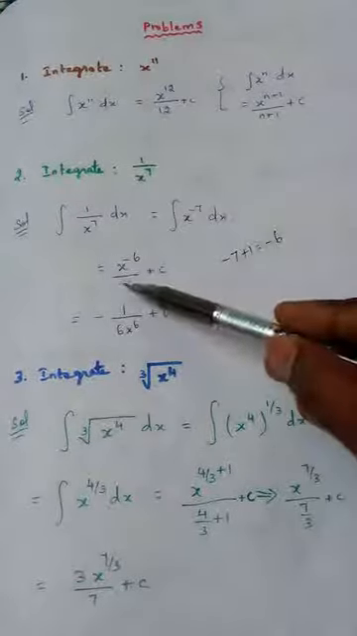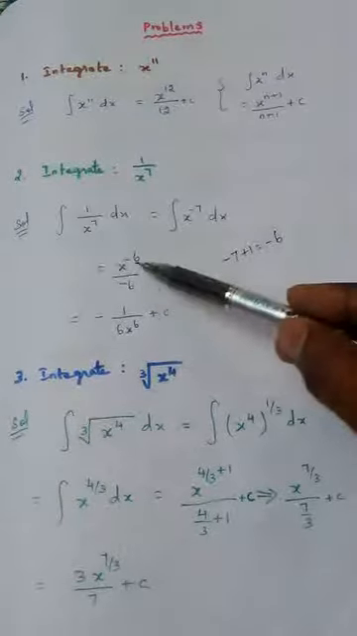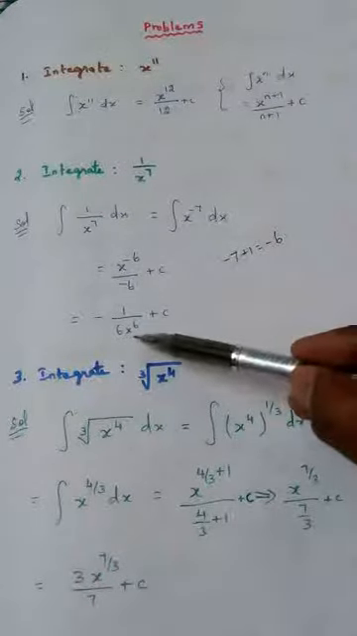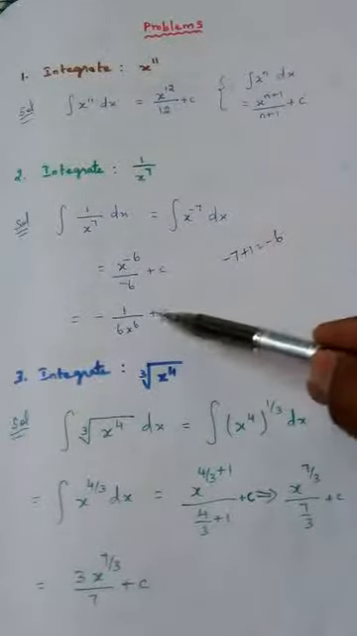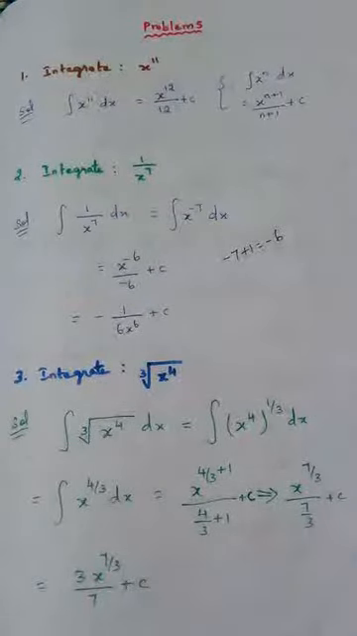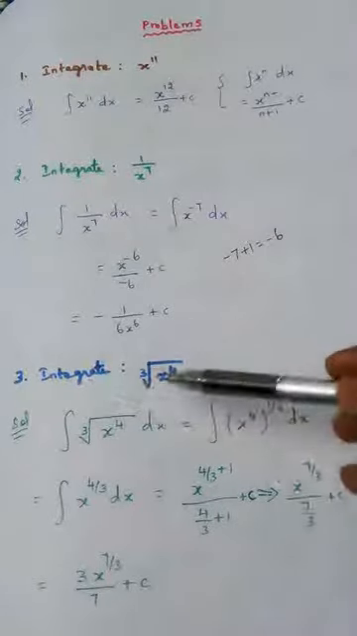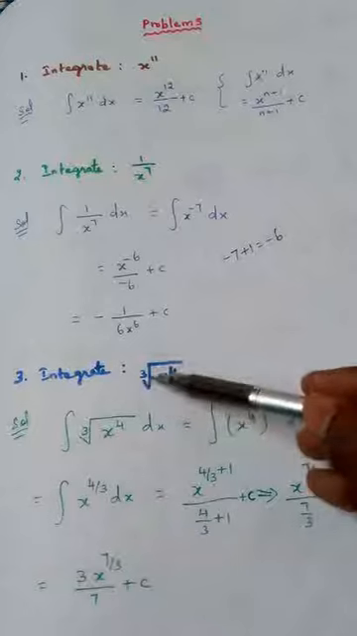Now if you see, minus commonly written 1 by 6, if you bring x to the power of minus 6 to the denominator, it becomes x to the power of 6 plus c, which is the final answer. So these are all simple integration problems, but you should know the basic integration formula to do these kinds of sums.